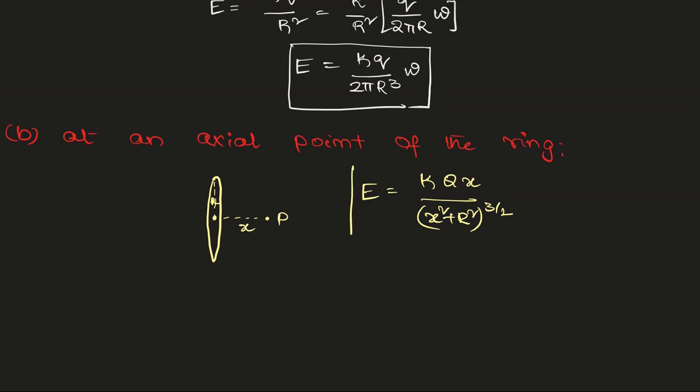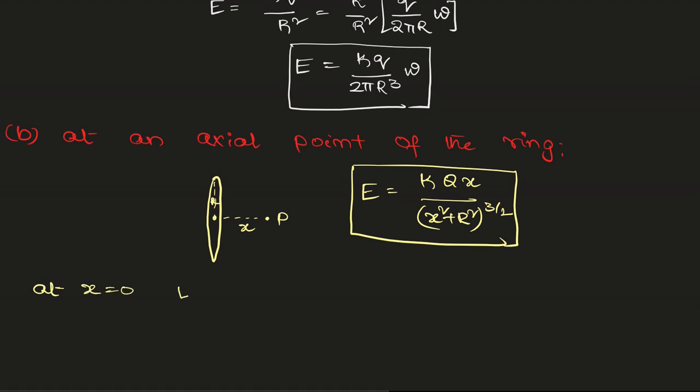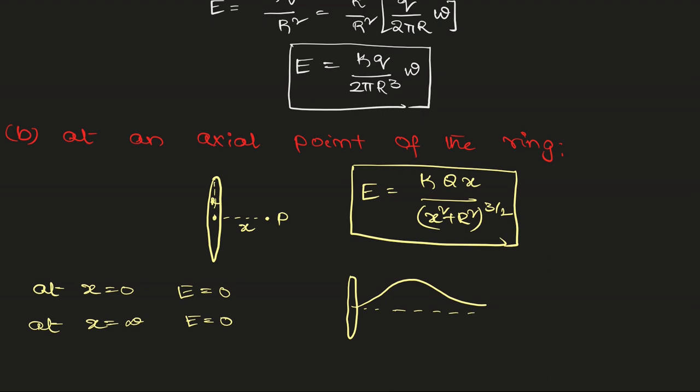Now, if you remember this equation, they will ask you two things. At x equal to 0, the electric field will be 0 because it is at the center. At x equal to infinity also, the electric field will be 0 as it is a very far point. So we can say that it is 0 at the center as well as at infinity, which means from the center of the ring as we move away, the electric field gradually increases and then decreases. At what distance it will have the maximum value, they will ask. So this is the E maximum point.